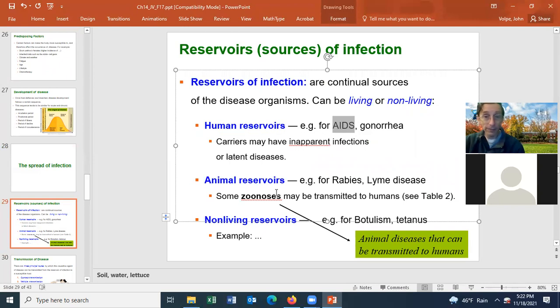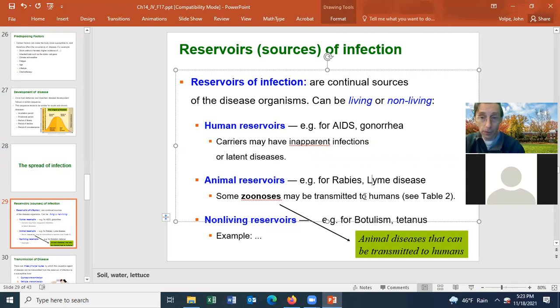There are animal reservoirs for certain human diseases, and for some diseases, like rabies and Lyme disease, humans only get these diseases from animals. Rabies comes from a biting animal, and Lyme disease from a biting or blood-sucking insect or arthropod. Zoonoses are animal diseases that can be transmitted to humans. And rabies is a classic example of a zoonosis, an animal disease that can be transmitted to humans.